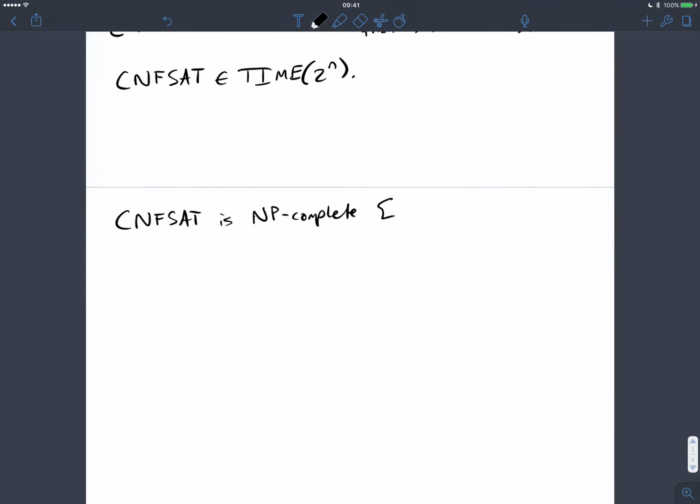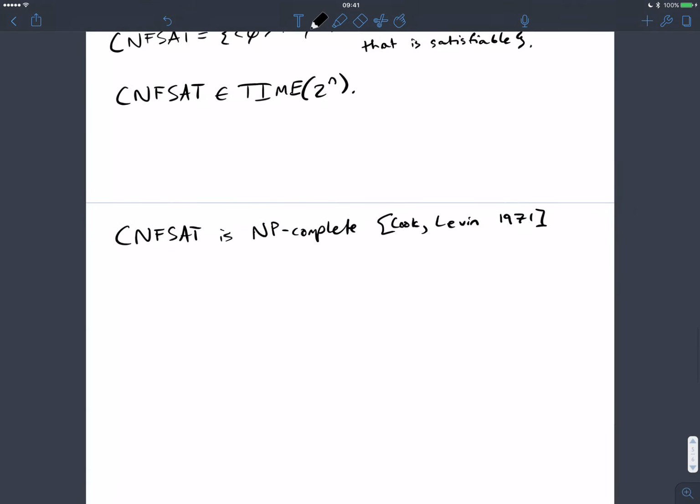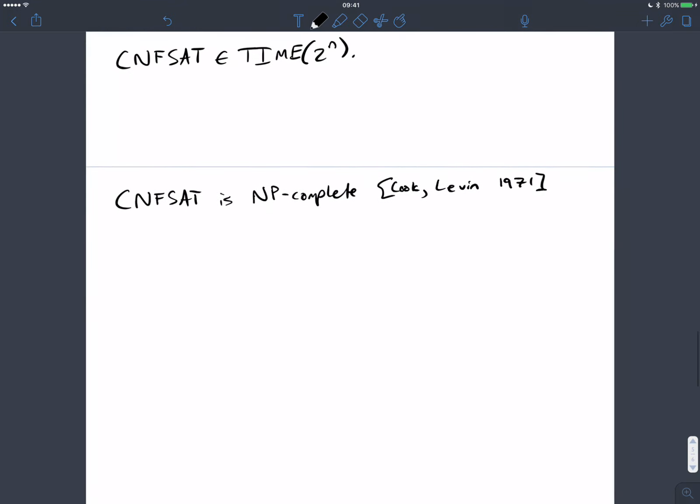And the 2 authors who independently showed this were Cook in 1971 and Levin in 72. I think maybe 73. What's that? Yeah. But it really was completely independent at the time. So it's now called the Cook-Levin theorem. So let's see. If I want to show that CNF Sat is NP-complete, what things must I show?